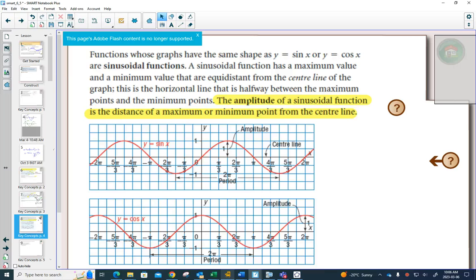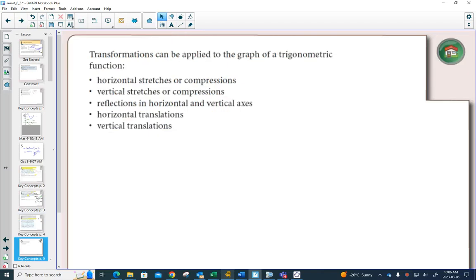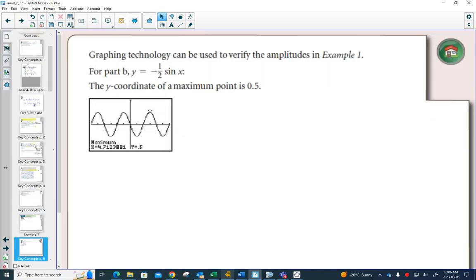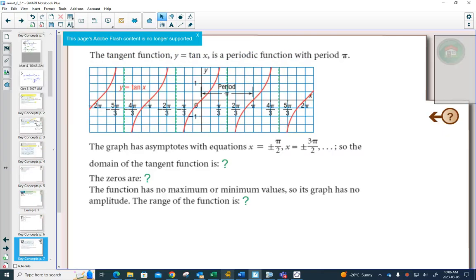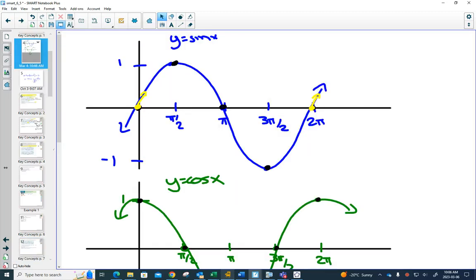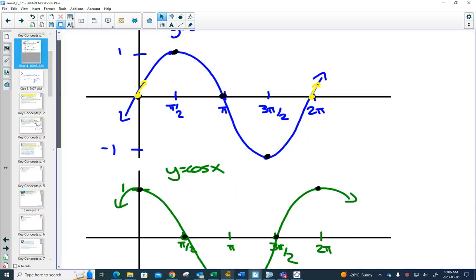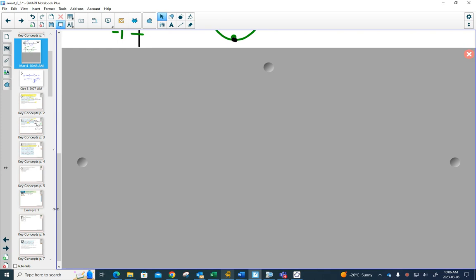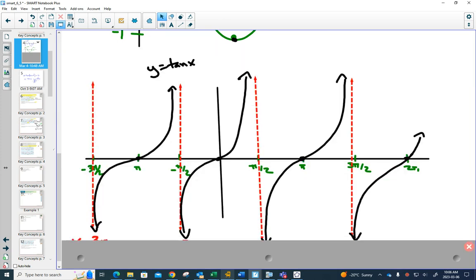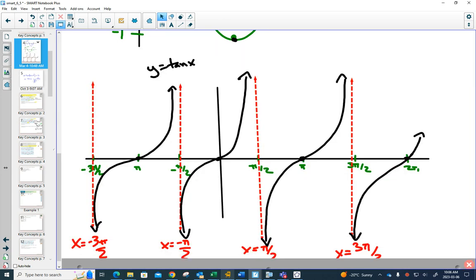Before we do example 1, we're also going to do the graph at the bottom of page 516, the graph of tan of x. So again, we're going to use our axes family for tan of x. I'll get you to draw this beside it.